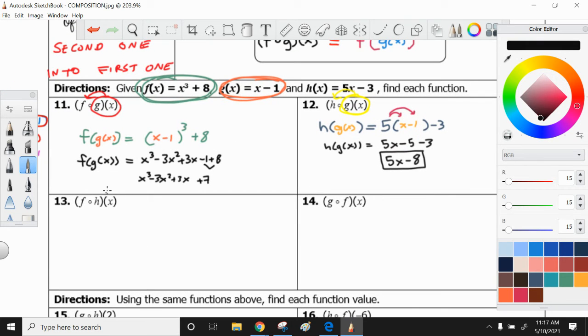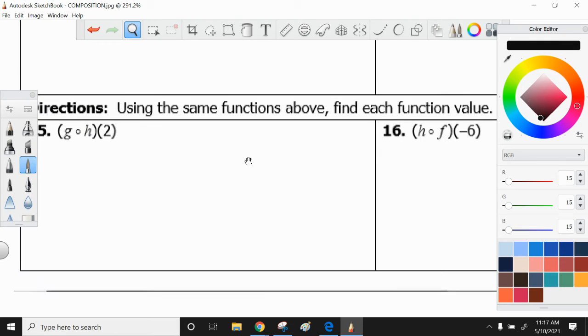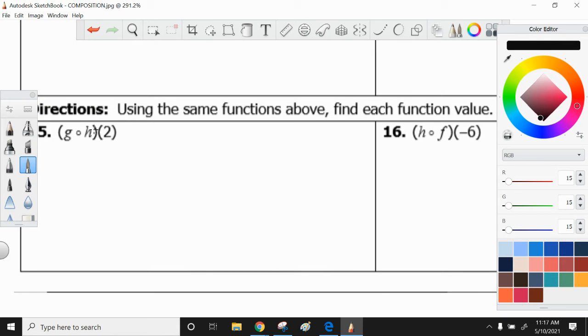Now we're just gonna move ahead, past 13 and 14. It's more of the same. I'm not too worried about it. Going down to a question like 15, we need to also plug in a 2 here. Now these questions can be a little tricky, okay? Because what we need to do is we need to put H into G, but there's also a 2 inside the H.